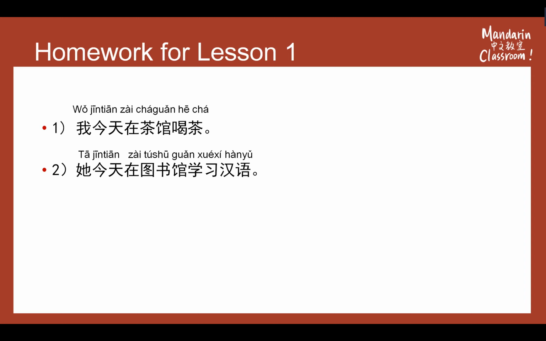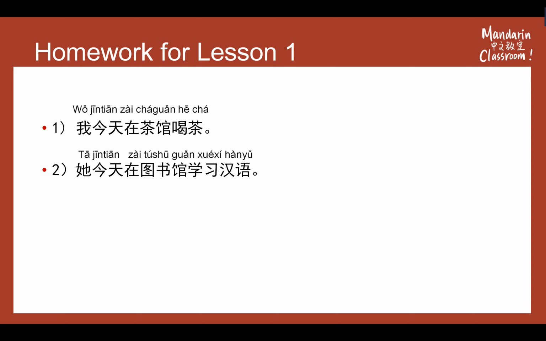Let's check the homework for lesson 1. There are 2 words in correct order, so let's check it. First one, 我今天在茶馆喝茶. It means I drink tea at the tea house today. Second, 他今天在图书馆学习汉语. It means he studied Chinese at the library today.